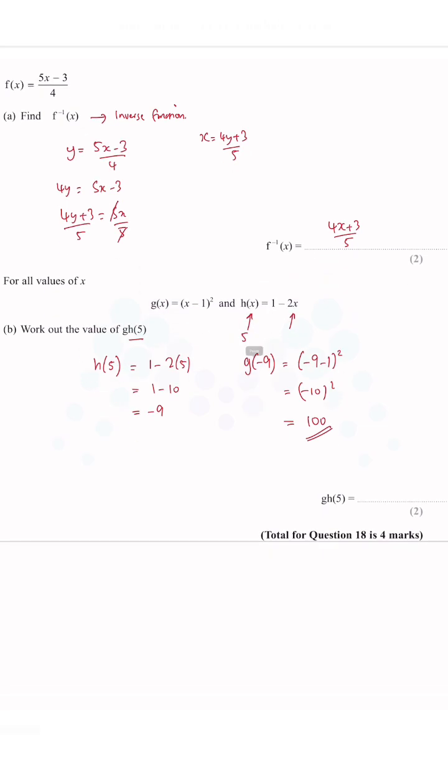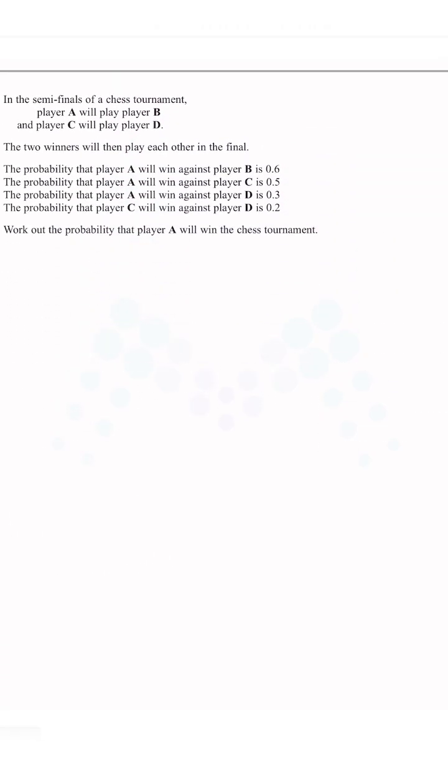Question number 19. So in the semi-finals of a chess tournament, player A will play player B, and player C will play player D. The two winners will then play each other in the final. The probability that player A will win against player B is 0.6. The probability that player A will win against player C is 0.5. The probability that player A will win against D is 0.3. The probability that player C will win against player D is 0.2.